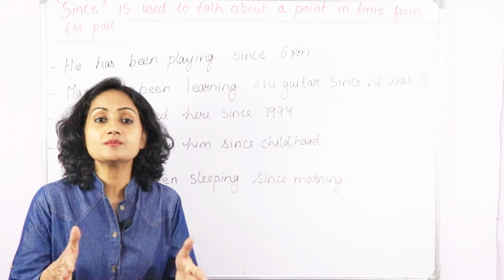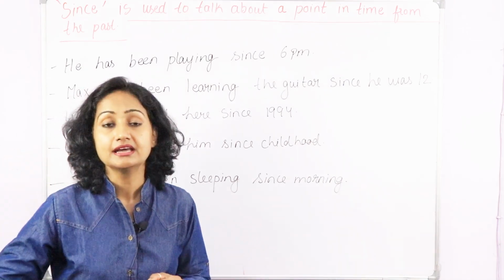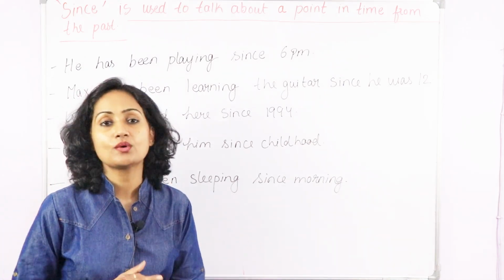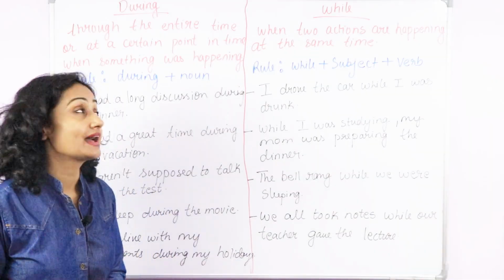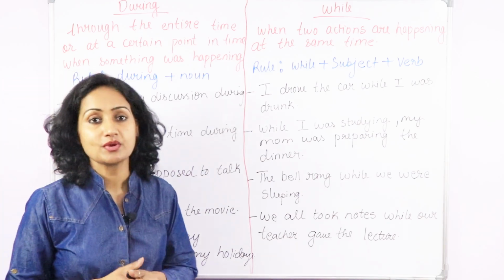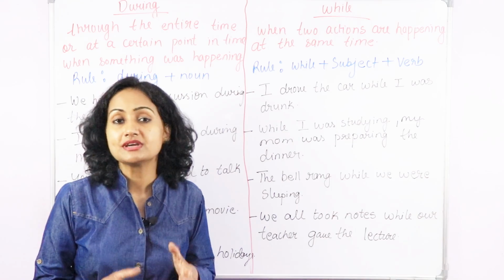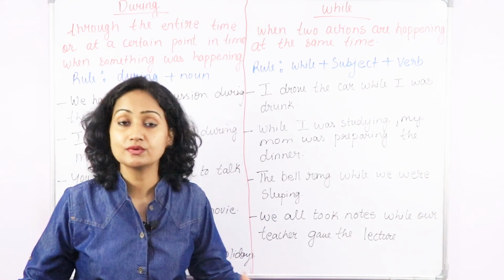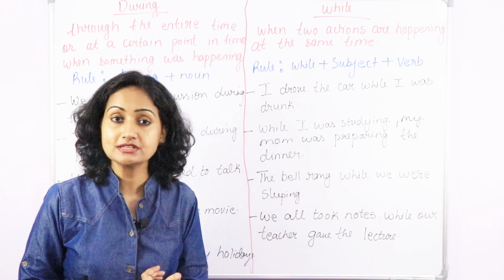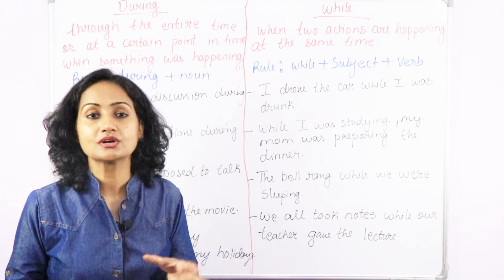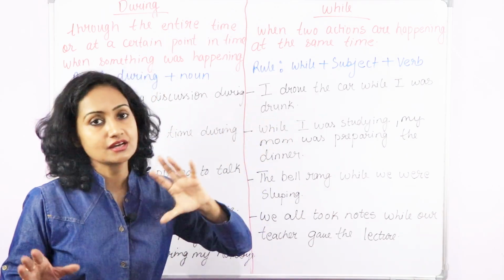When we talk about a period of time, when we don't know the exact time when the action started, then we use for, otherwise we use since. Next is during and while. During is a preposition, but while is a conjunction. It's not a preposition, because while connects two clauses. We know that a conjunction is a word that connects two words, two phrases and two clauses. Clauses means sentences. So that's why while is a conjunction.